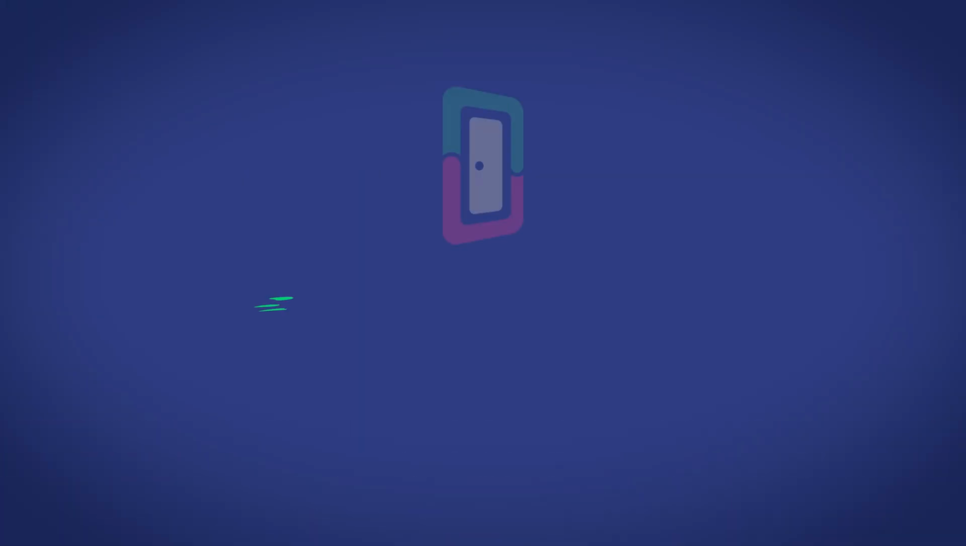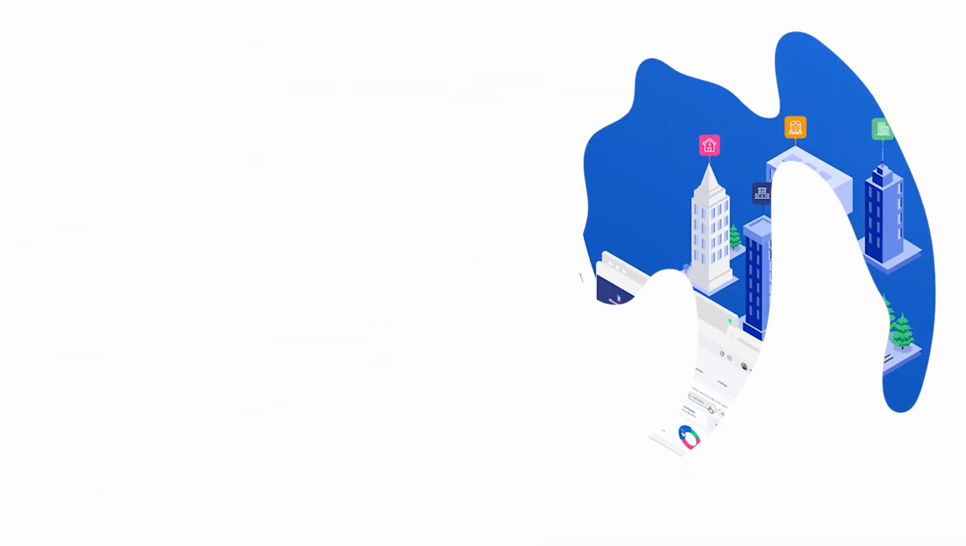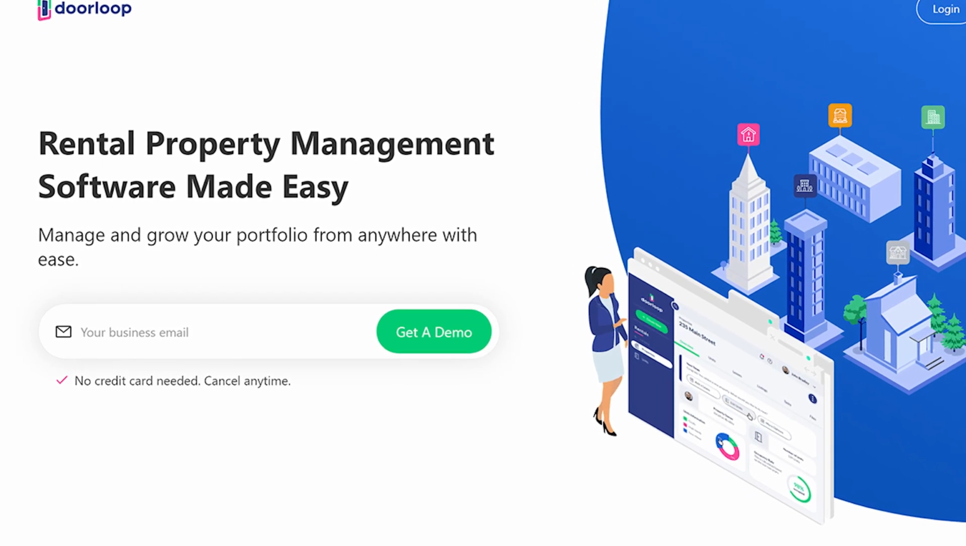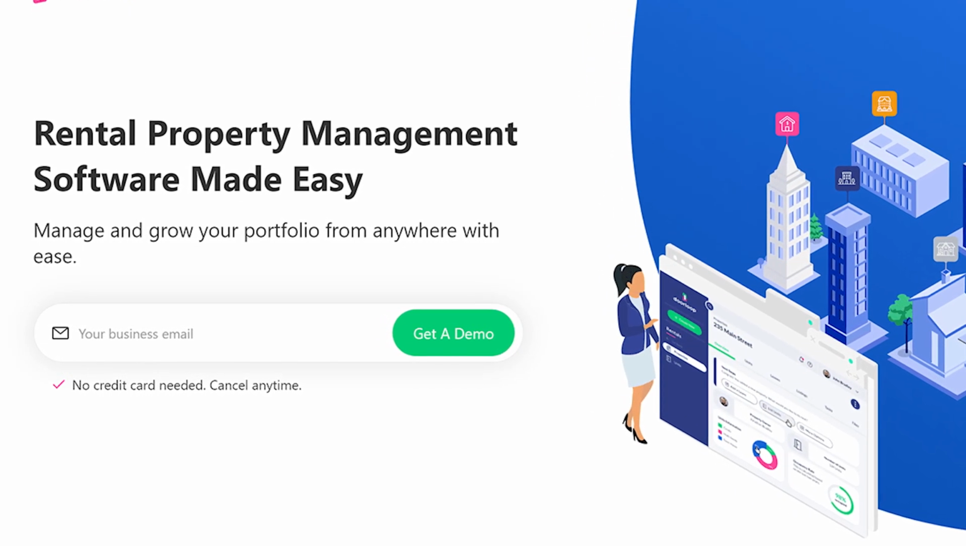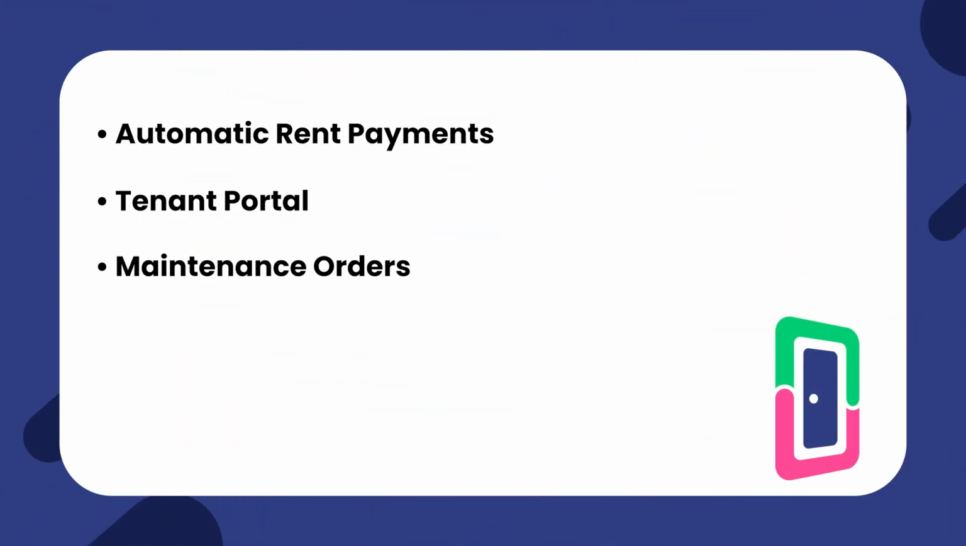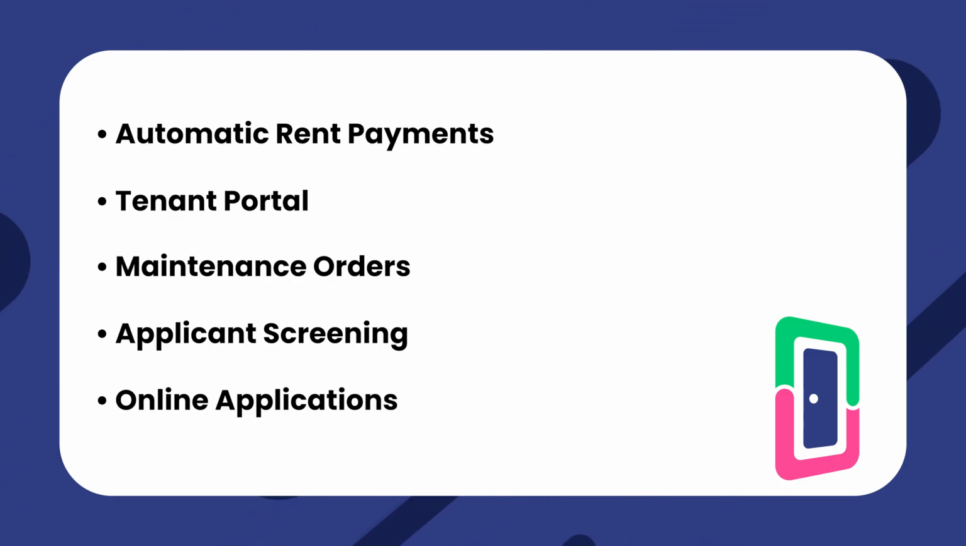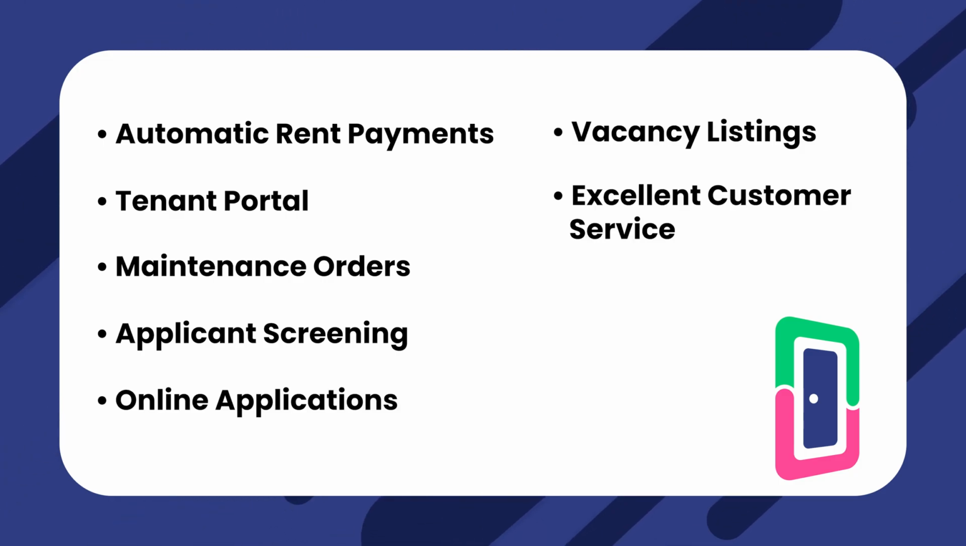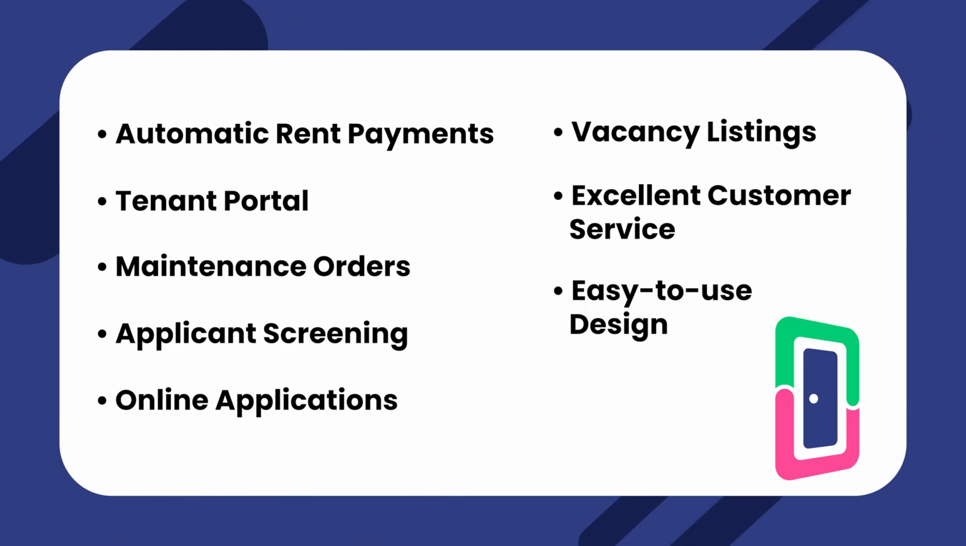Okay, so first on the list of the best property management software for Mac is DoorLoop. DoorLoop is designed by property managers, specifically intended to be used by property managers. For this reason, it has been meticulously crafted to meet all of the expectations of any property manager. Our web-based property management software built for landlords and property managers includes automatic rent payments, tenant portal, maintenance orders, applicant screening, online applications, vacancy listings, and excellent customer service. Not to mention an easy-to-use design and much more for an affordable price.